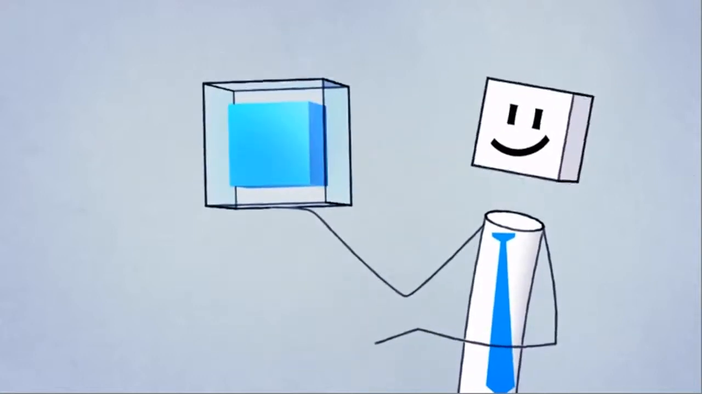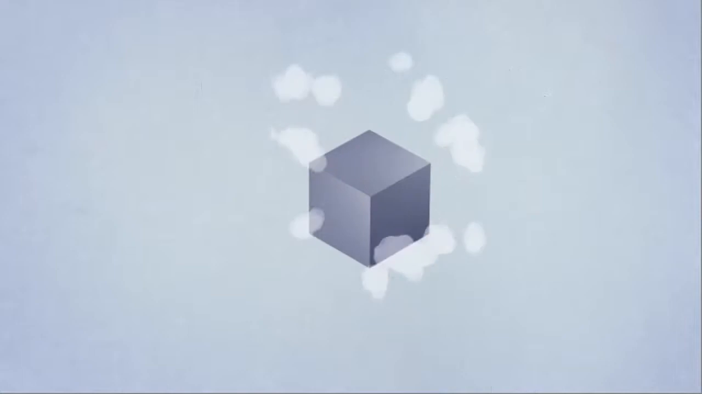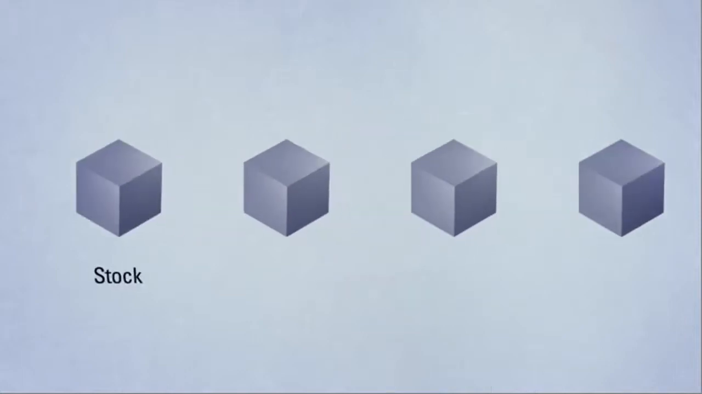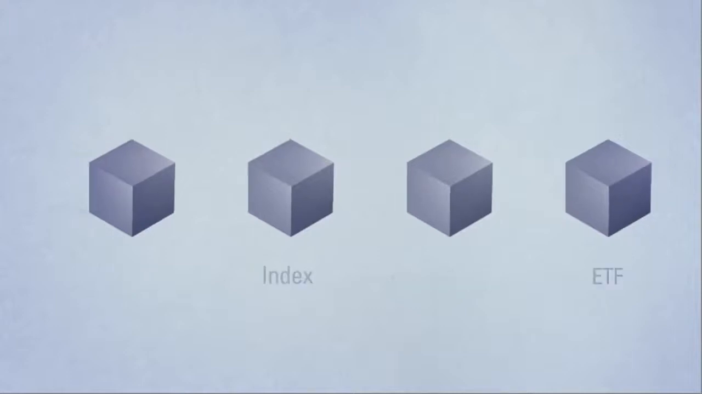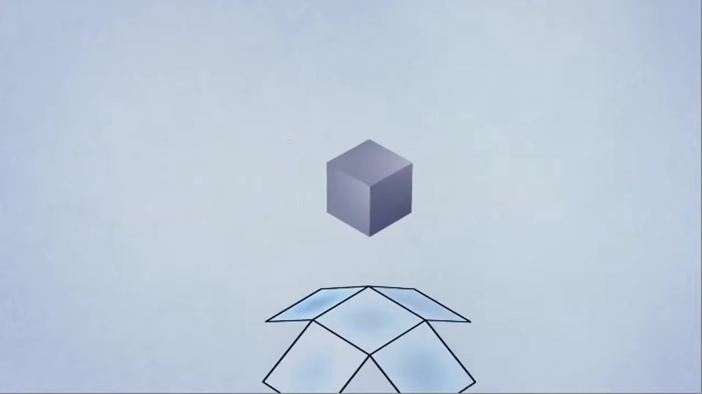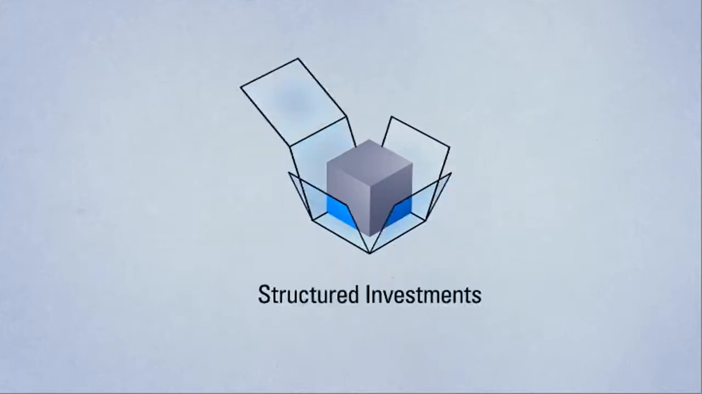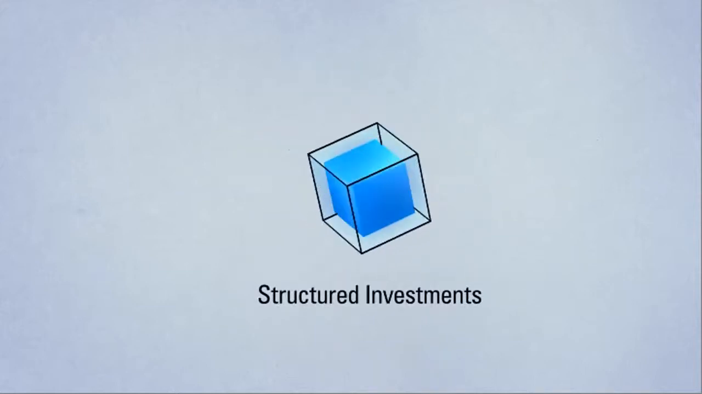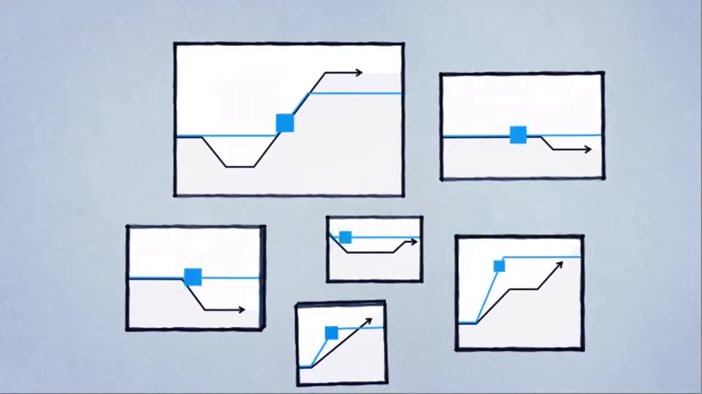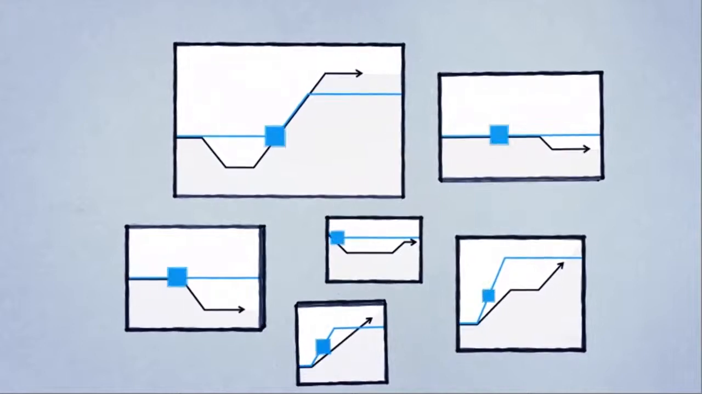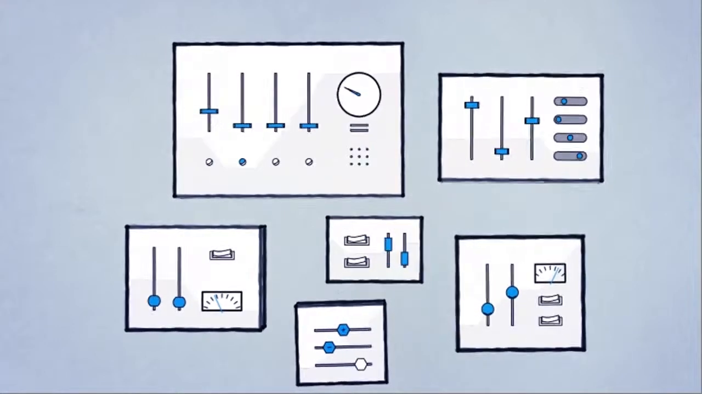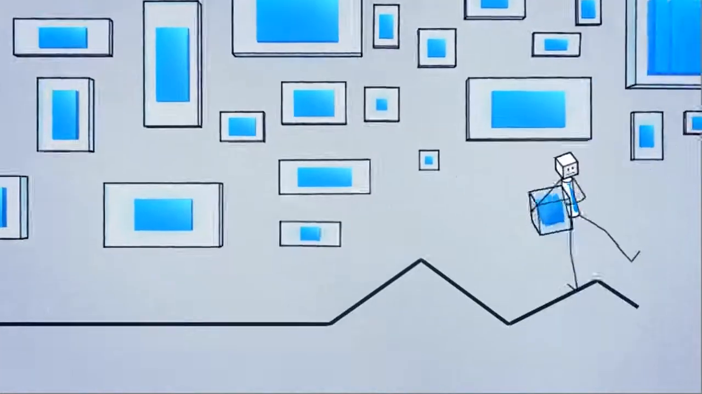So what is a structured investment? It starts with an ordinary investment, like a stock, an index, a currency, or an ETF. That's called the underlier. The structured investment is a package that links to the underlier and shapes its performance to meet specific investor needs. One of the most important things to understand about structured investments is that they come in a wide variety. And with that wide variety comes different terms and conditions. There's one for almost any market outlook or investment goal.